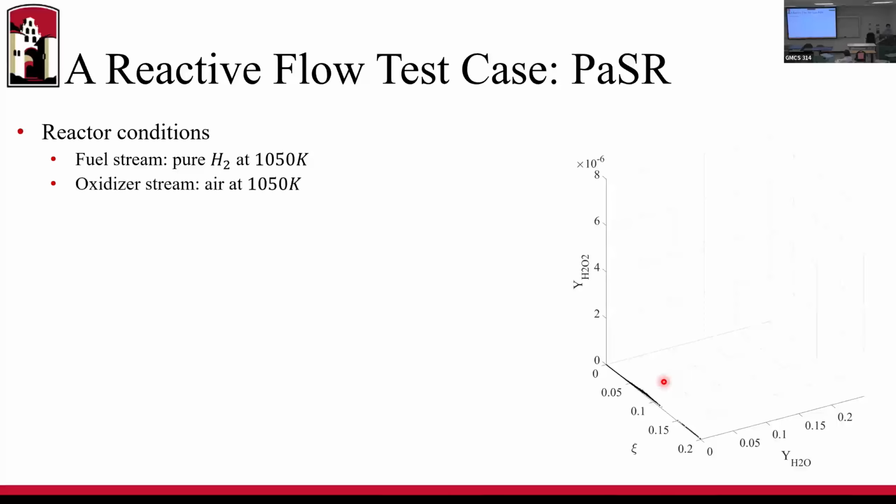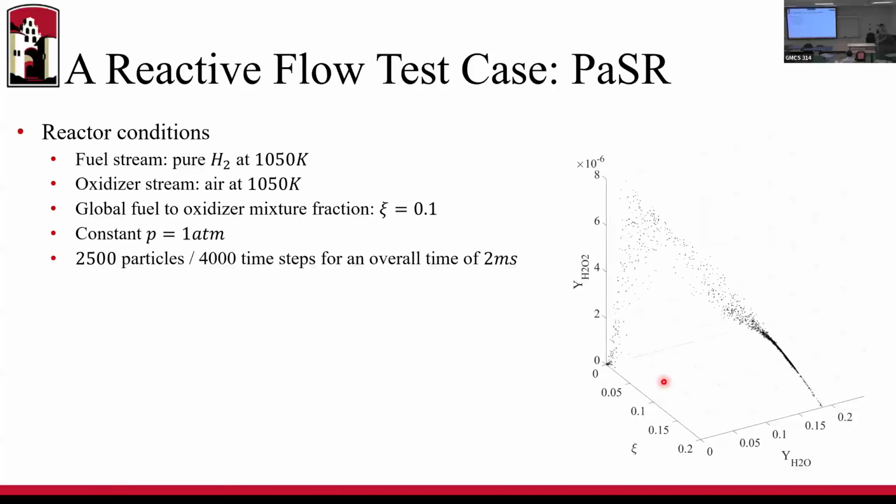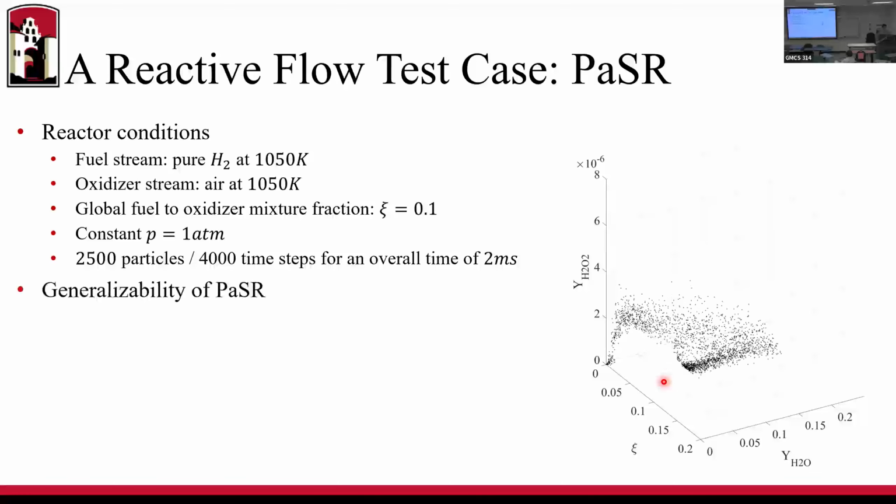Okay, and the reaction conditions: the fuel is still pure hydrogen at 1050 kelvins, and the oxidizer is pure air at 1050 kelvins. This is significantly above the ignition temperature, so this reactor proceeds quite quickly. The global mixture fraction is 0.1. The pressure is kept constant at 1 atmosphere, and the reactor consists of 2500 particles, which are evolved for 4,000 time steps for an overall accumulation time of 2 milliseconds, which is still quite sufficient for this reactor to achieve steady state because the reactions happen quickly.